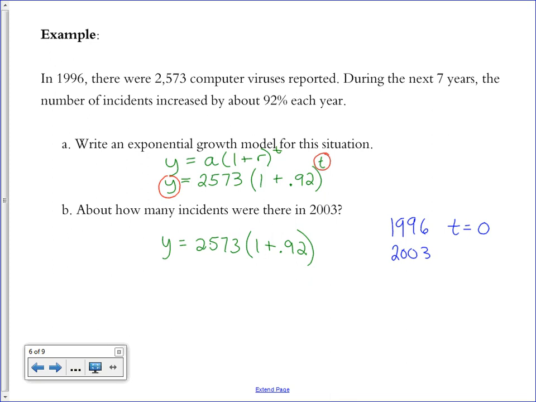So we're looking for now, how much do we have when the t equals 7? So we can plug in 7 as our exponent. We can use a calculator to evaluate this as long as you remember to round to the appropriate digits. So sometimes you're talking money, so you want to round to the nearest hundredth. In this case, we're talking computer viruses, so we're going to round to a whole number, and it comes out to 247,485. I guess they're not called viruses, they're called incidents in this problem. So that's how many incidents there were in the year 2003.